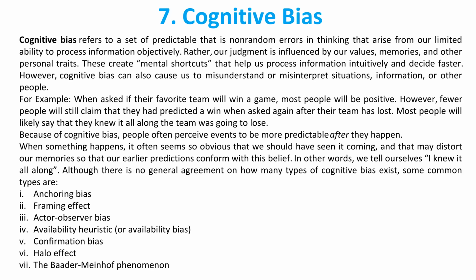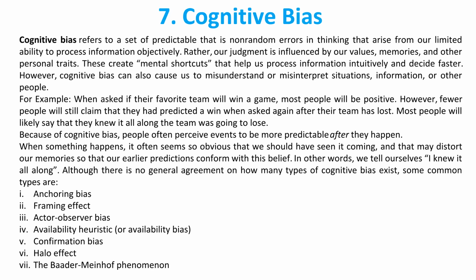For example, when asked if their favorite team will win a game, most people will be positive. However, fewer people will still claim that they had predicted a win when asked again after their team has lost. Most people will likely say that they knew it all along the team was going to lose. Because of cognitive bias, people often perceive events to be more predictable after they happen. When something happens, it often seems so obvious that we should have seen it coming, and that may distort our memories so that our earlier predictions conform with this belief. In other words, we tell ourselves, "I knew it all along." Although there is no general agreement on how many types of cognitive bias exist.